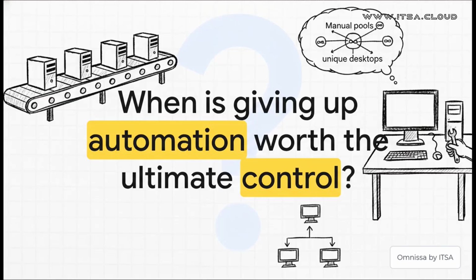And that really leaves us with the big question you have to ask yourself for your environment. It's not about which one is better. It's about what's right for the job. So when is it worth giving up the speed of the assembly line for the total control of that custom workshop? The answer, of course, is going to depend entirely on your needs.